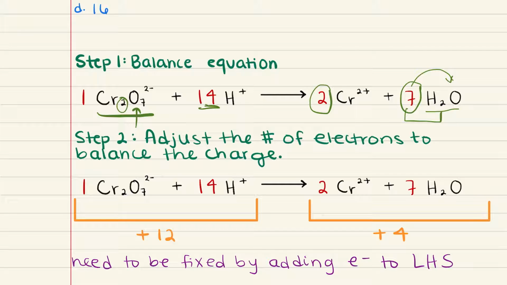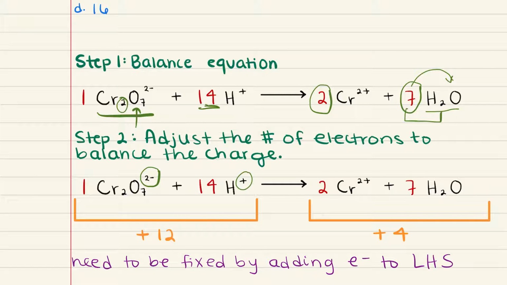Now on the reactant side, we have a -2 charge from our dichromate ion, and we have a +14 charge from our hydrogen ions. 14 plus -2 gives us a total of +12 as our charge for the reactant side. What about our product side?